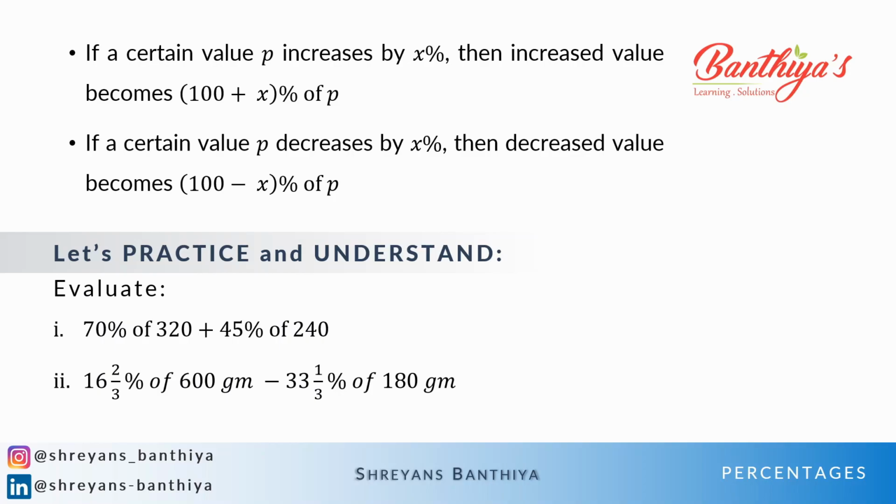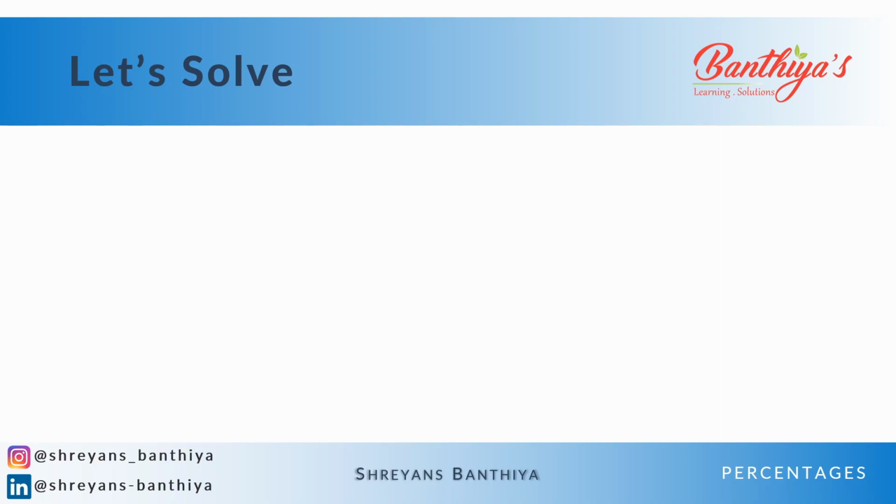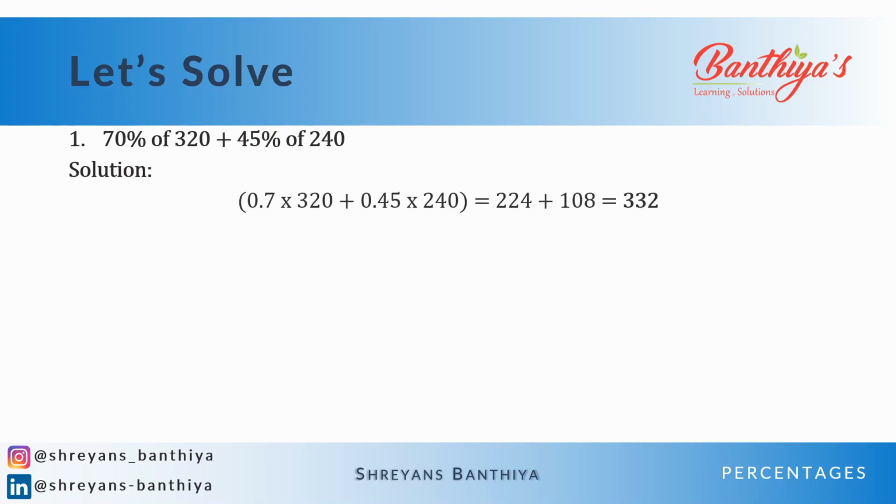Now let's see the solution. So the first question is 70% of 320 plus 45% of 240. Here you can write 70 by 100, or you can also write 0.70. One and the same thing. So 0.7 into 320 plus 0.45 into 240 equals 224 plus 108, which will give you 332.